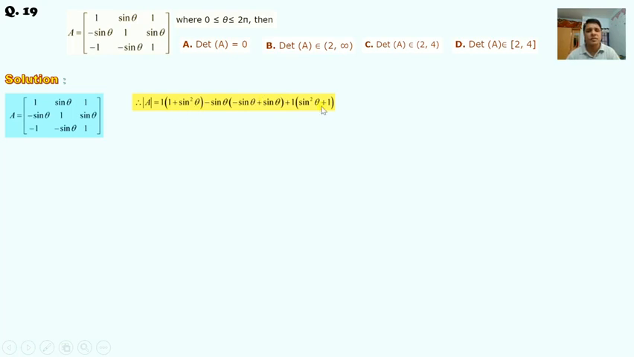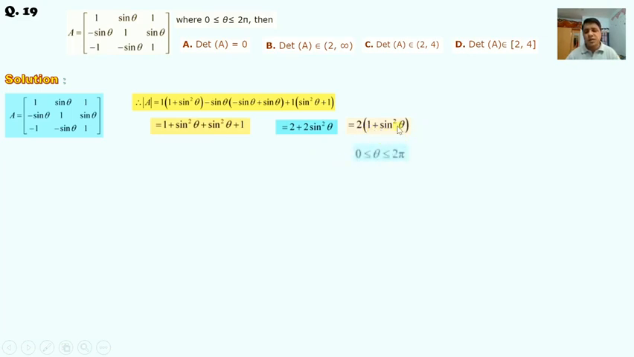So 1 plus sin square θ and 1 plus sin square θ means twice of 1 plus sin square θ we will get. 1 plus 1 is 2, and sin square θ plus sin square θ is 2 sin square θ. Then taking 2 common, equals 2 into 1 plus sin square θ.